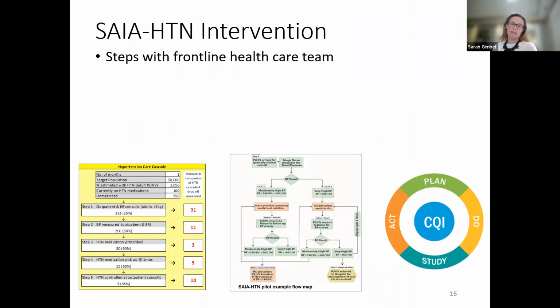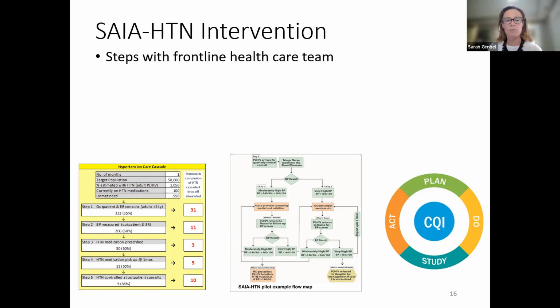So monthly, just to give you a little background on what the SCI hypertension intervention is, these are the steps that we carry out monthly with our frontline healthcare team. We use routine data and populate a hypertension cascade analysis tool that you see on your left. It allows us to see what the drop-off is across the steps of consults, screening, medication prescription, medication pickup, and controlled hypertension.